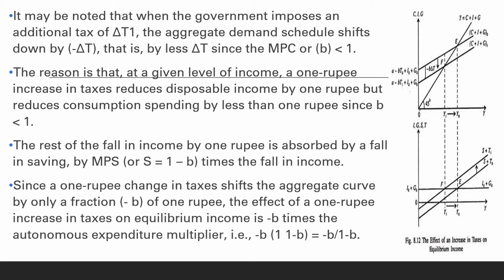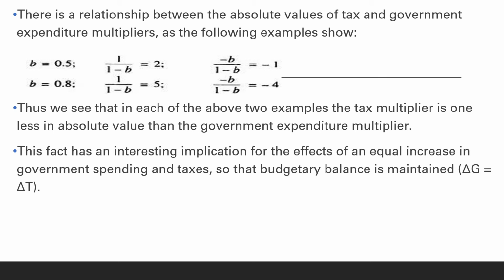Since a 1 rupee change in taxes would shift the aggregate curve by only a fraction, that is minus B of 1 rupee, the effect of the 1 rupee increase in taxes on equilibrium income is minus B times the autonomous expenditure multiplier, that is equal to minus B by 1 minus B.